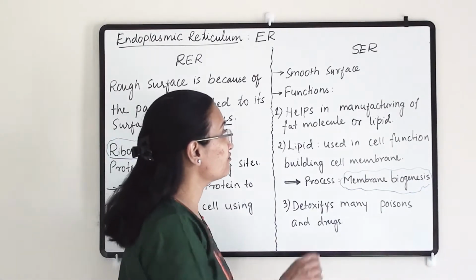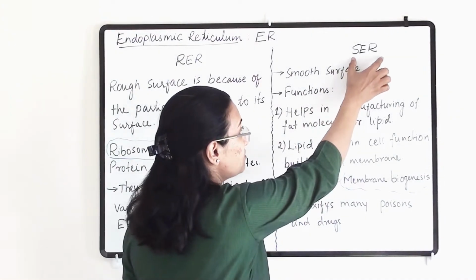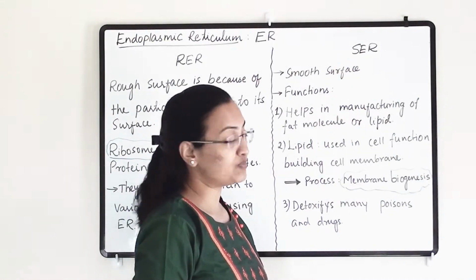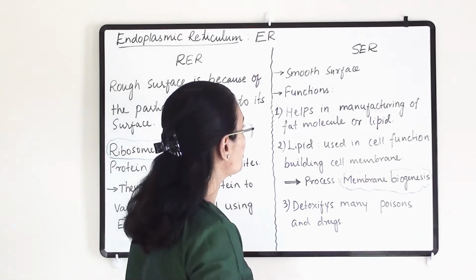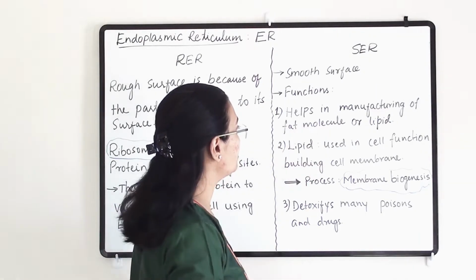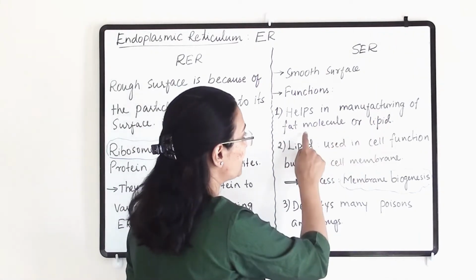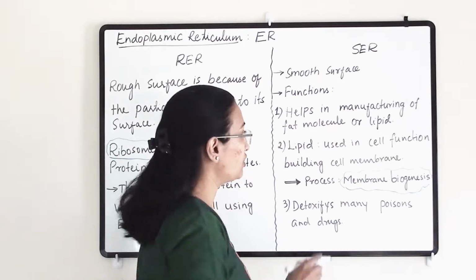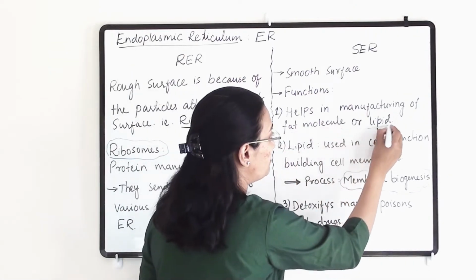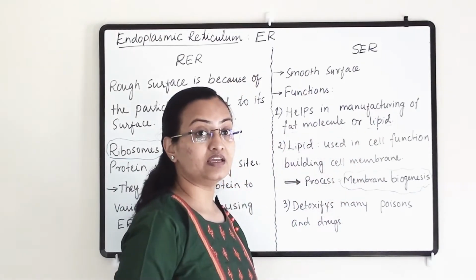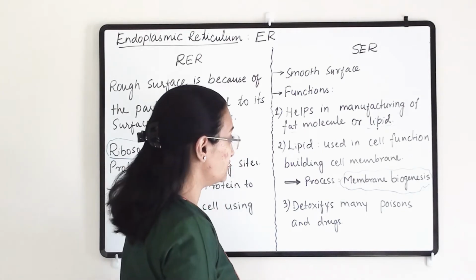Now the smooth surface is here, and that is termed smooth endoplasmic reticulum. What is the function of this smooth endoplasmic reticulum? It helps in manufacturing of fat molecules or lipids. So they are helping in making fat molecules and lipids.